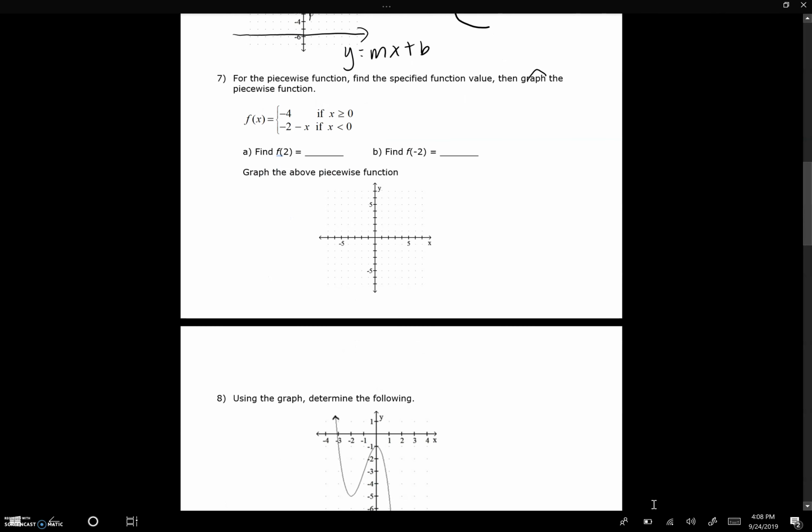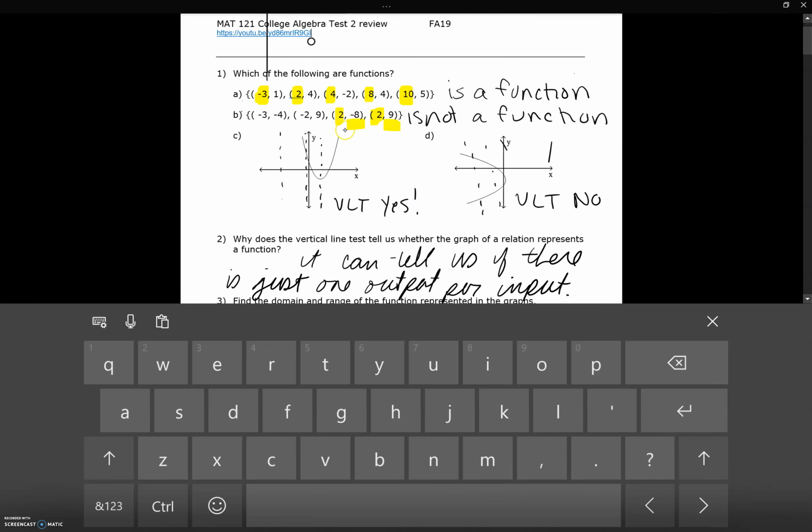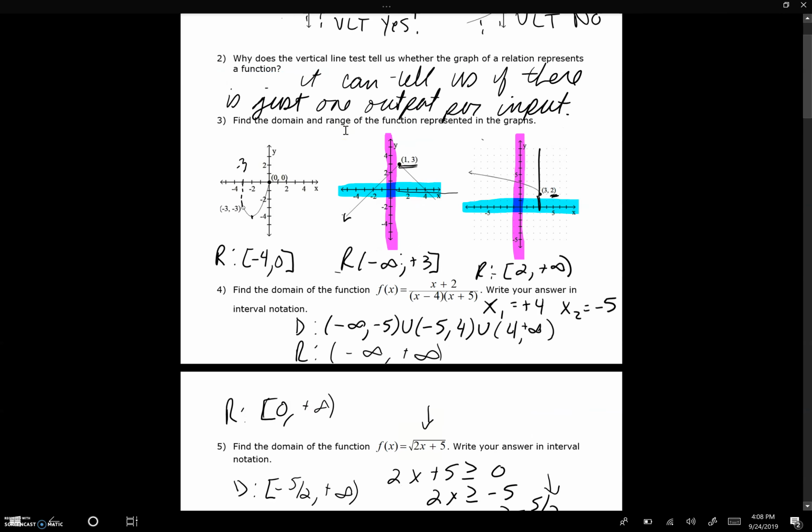Okay. For the next one, it says, for the piecewise function, find the specified value, then graph the piecewise function. So this first part, f of 2, we need to use, so there's two different functions. If x is less than 0, it's just -2.